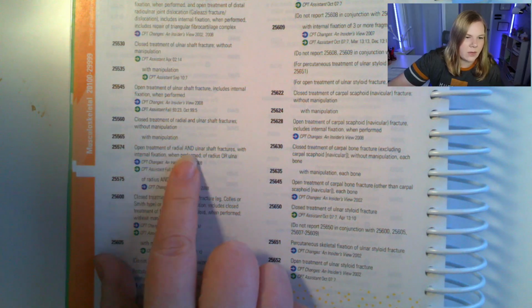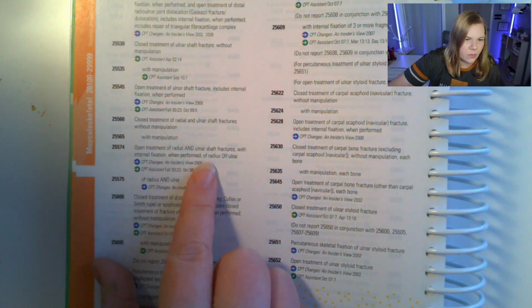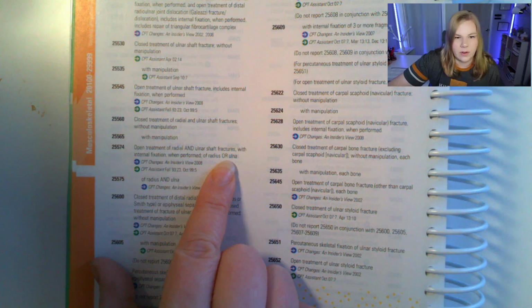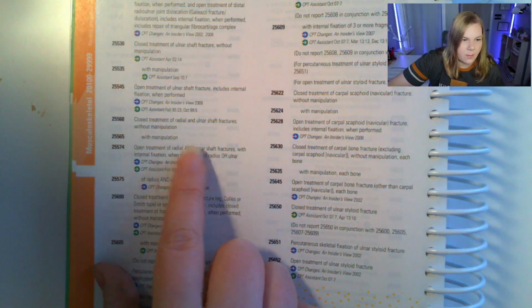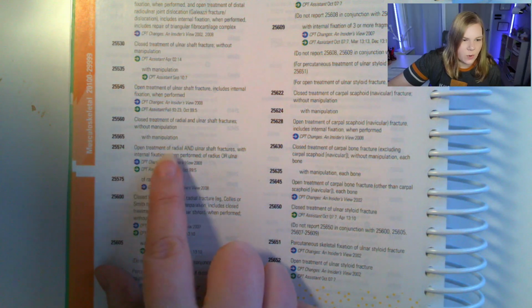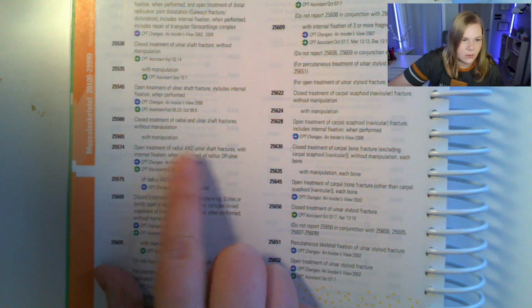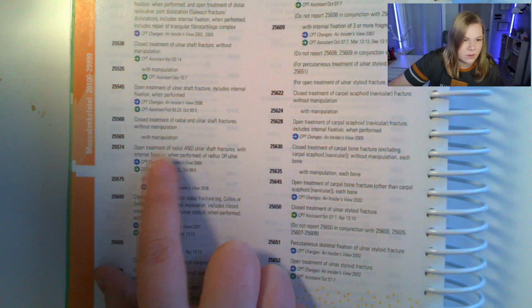Open treatment of radial and ulnar shaft fractures with internal fixation when performed of radius or ulna. Well, this was both. If you review the documentation here, you can see we did the radius and ulna, but the internal fixation here says when performed radius or ulna. So we did internal fixation of the radius or we did internal fixation of the ulna, but we actually did both in this case. We did both.